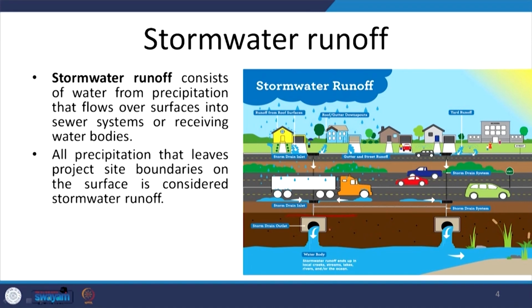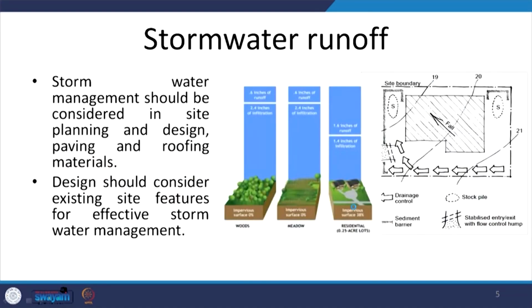So, we are talking about storm water runoff as the precipitation that leaves the project site boundaries and is collected through the drains in a properly organized manner. That is what storm water runoff is.